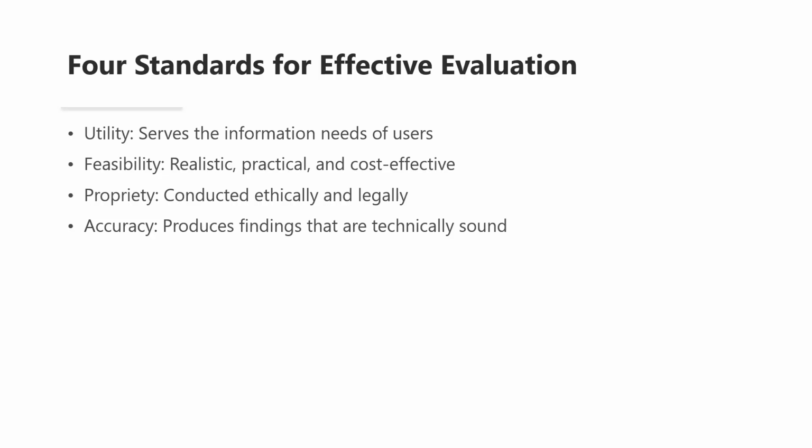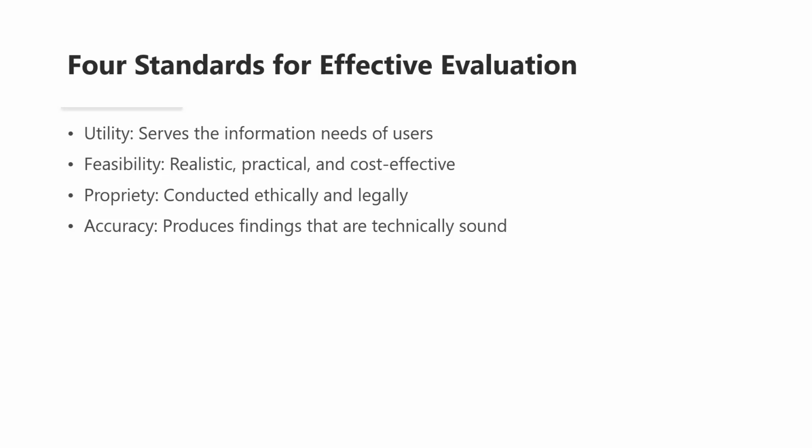The third standard is propriety. The evaluation must be conducted in an ethical and legal manner, with due regard for the rights and welfare of those involved. This includes protecting participant confidentiality, obtaining informed consent when appropriate, and ensuring that the evaluation process does not harm participants. The fourth standard is accuracy. The evaluation must reveal and convey technically adequate information about the features that determine the worth or merit of the program. This means using valid and reliable measures, appropriate analysis methods, and sound reasoning.